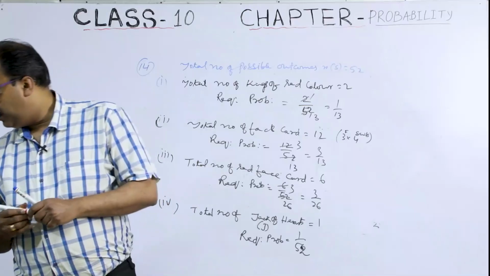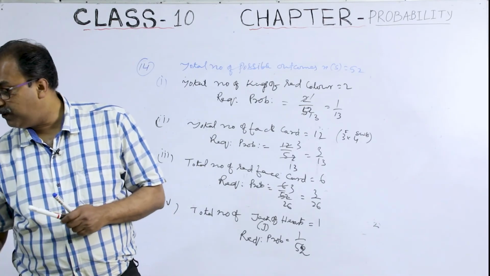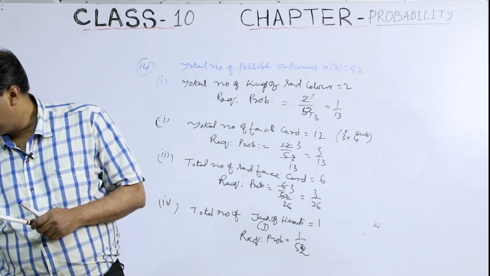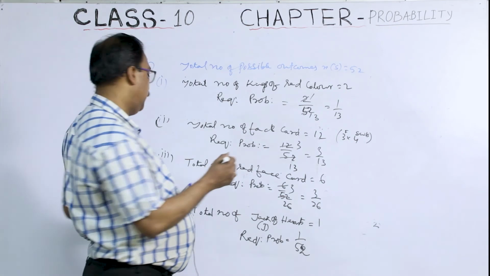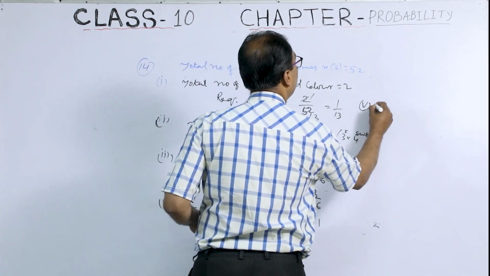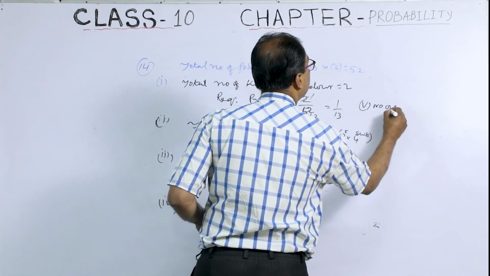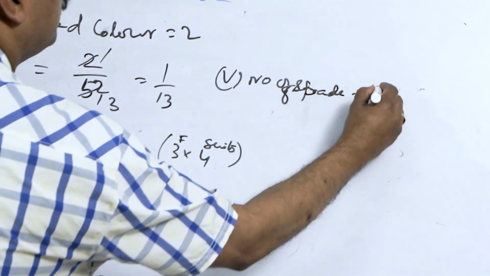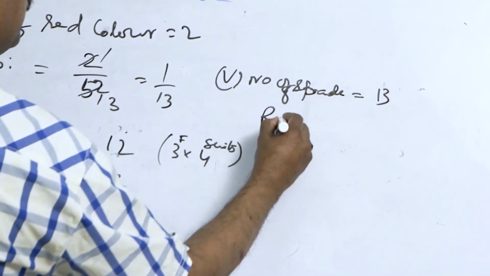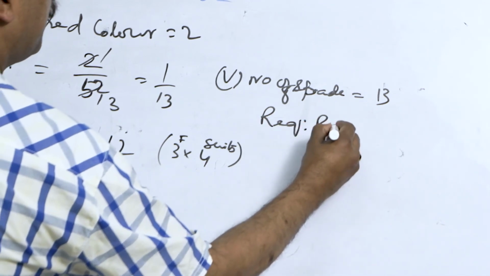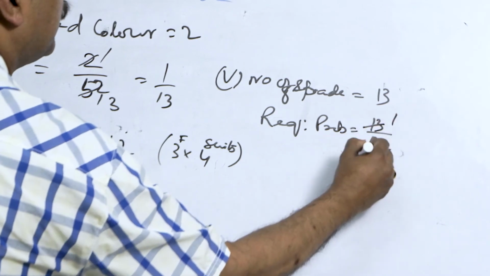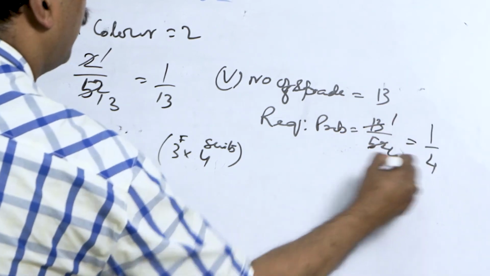Clear? And number 5, a spade. How many spades do you have? The total number of spades is 13. So number 5, number of spades equal to 13. So the required probability will be 13 by 52. 13 fours are 52. So you will get 1 by 4.